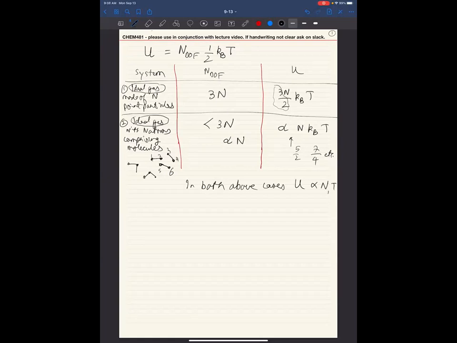Let's go to a third case now, of a real gas. So the thing about ideal gases is they don't talk to each other, right? Molecules don't really chat with each other. In a real gas, we have interactions happening between different molecules. In this case, calculating the number of degrees of freedom becomes complicated. It's not easy. And most importantly, not proportional to n.